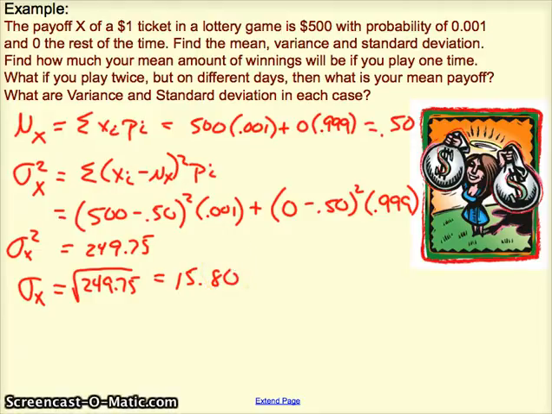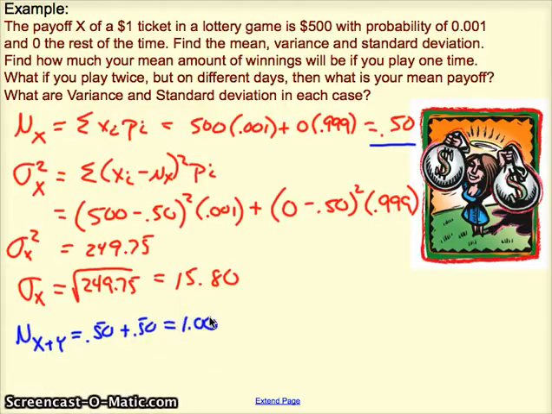Question says, what if you play twice but on different days? What's your expected payoff? Well, if I play twice, remember I can add means. So if I played twice on consecutive days, let X be day 1 and Y be day 2, I can add means. I'd expect to win $1.